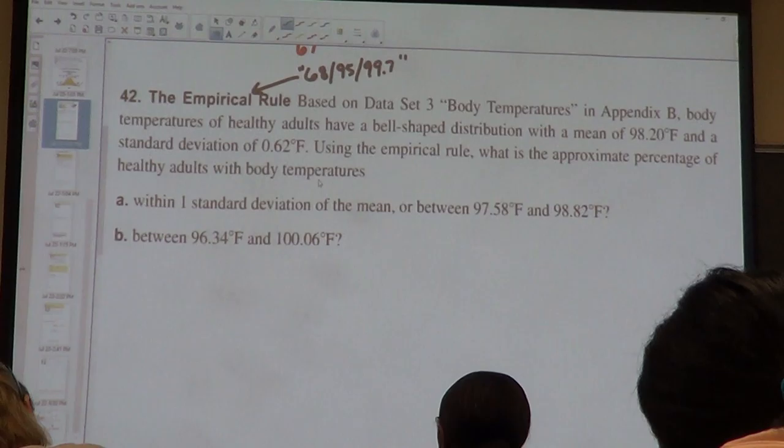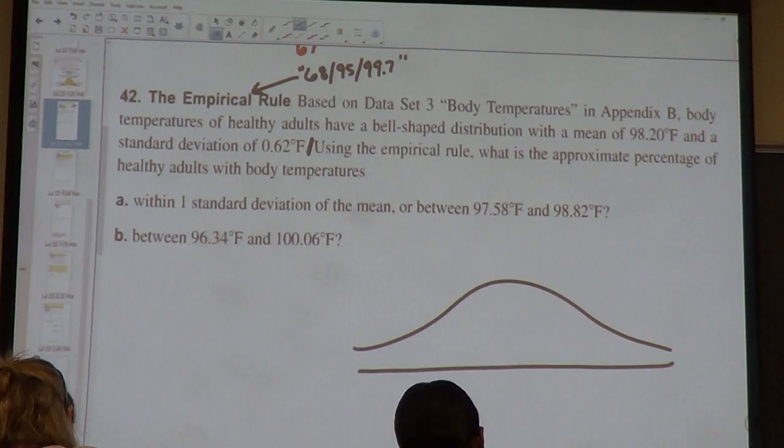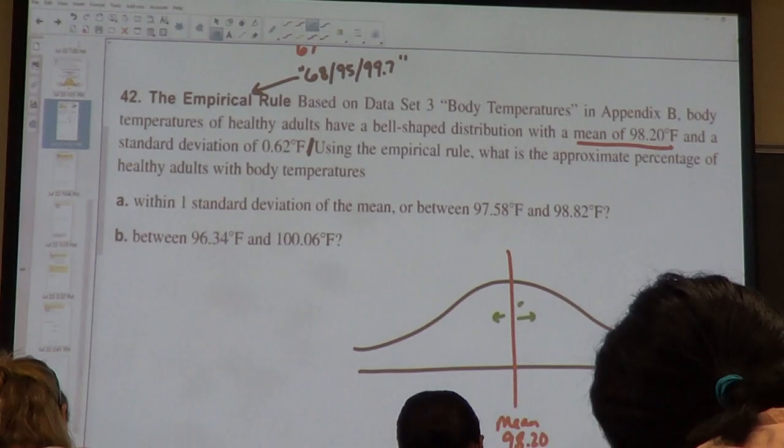Let's start off by drawing it. That first sentence usually tells me how to draw it. We have a normal distribution. What number goes in the middle? Our mean, 98.20. So 98.20 goes in the middle. That's our mean. And then we jump off of that, our standard deviation.